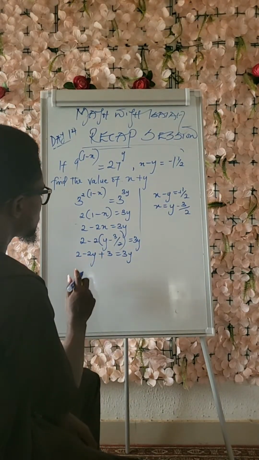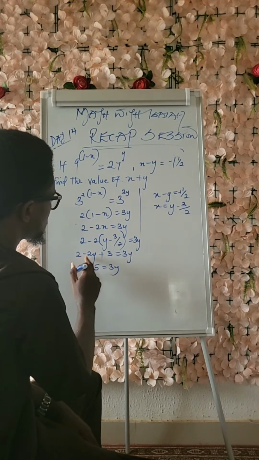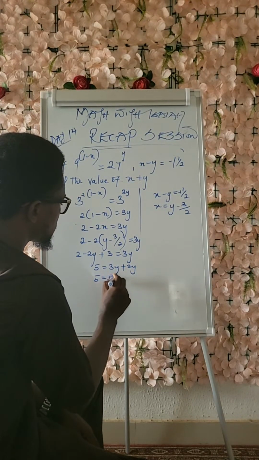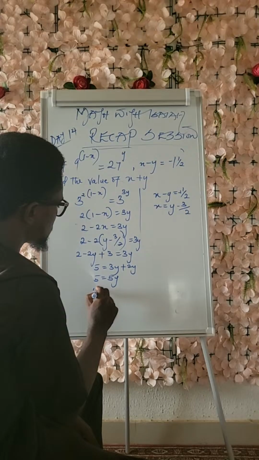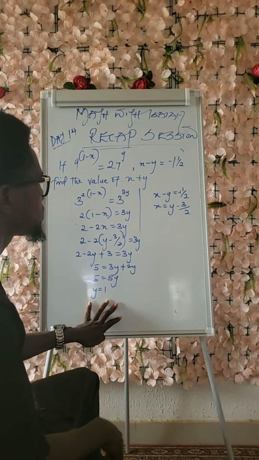So 2 plus this is what? 2 plus 3 is 5. Equals 3y plus 2y. That's 5y. So 5 equals 5y. Then y is 1. If you divide both sides by 5, y is 1. Now you've gotten the value for y, right?